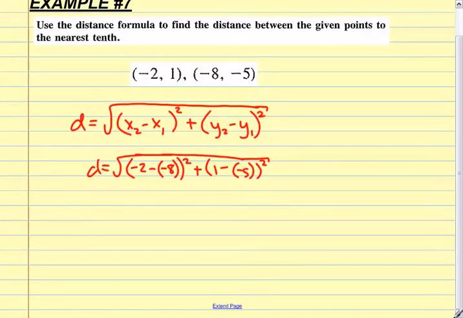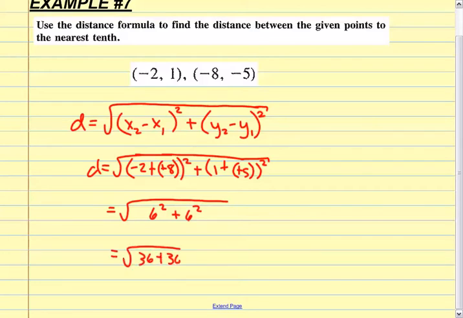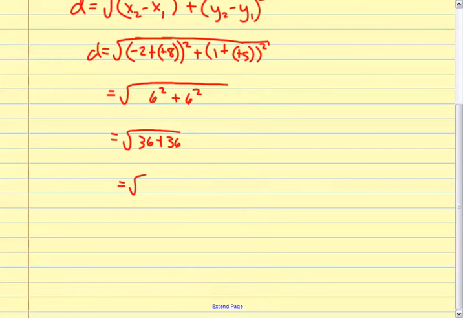Let's keep simplifying. So now this is going to equal the square root of, that turns into a plus. Negative 2 plus 8 is 6 squared, plus 1 minus negative 5, that's 1 plus 5, also 6 squared. So that's going to be the square root of 36 plus 36, which is equal to the square root of 72. Okay, now I need to simplify that, just like I reduce fractions.